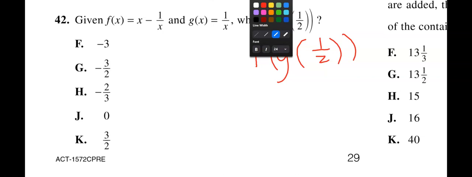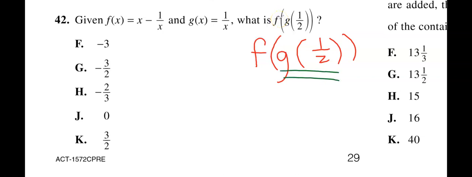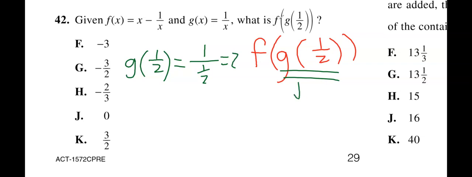My recommendation to you is to start with the inside. Just treat that like it's a separate problem. So what is g of 1/2? So 1 divided by 1/2, and we talked about 50 cents goes into $1 twice. So what we just transformed this into was f of 2. We're simplifying it a piece at a time.